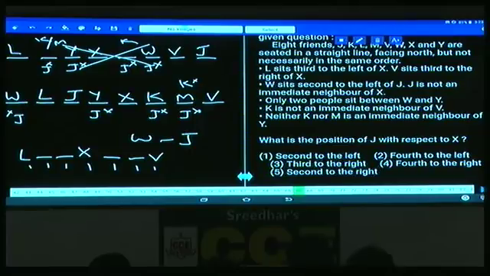Then question number 67. What is the position of J with respect to X? The position of J with respect to X, 1, 2, that is second to the left, and it is given in choice 1. Question number 67, it is choice 1.